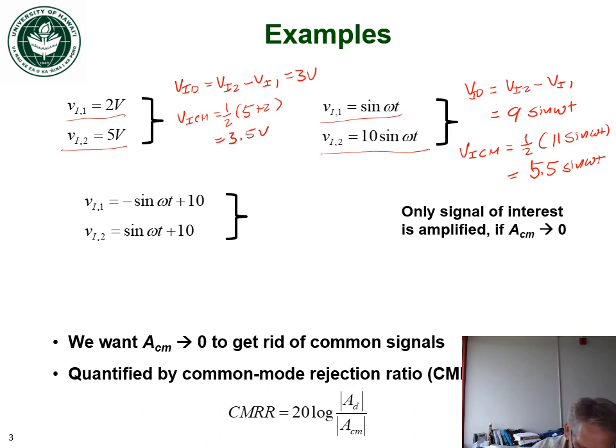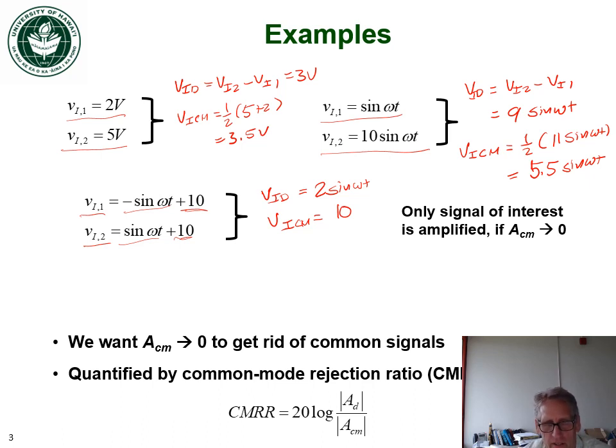And then this final example here where VI1 is minus sine omega t plus 10, VI2 is plus sine omega t plus 10. We can see that VID, which is the difference of these, is just 2 sine omega t, and VI common mode is equal to 10. Now this turns out to be an important example where we have a common mode voltage and equal but opposite time varying components. So if we were to draw this, what would this look like in time, this input?